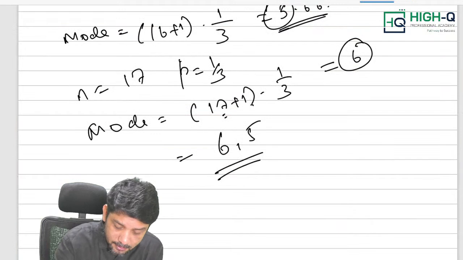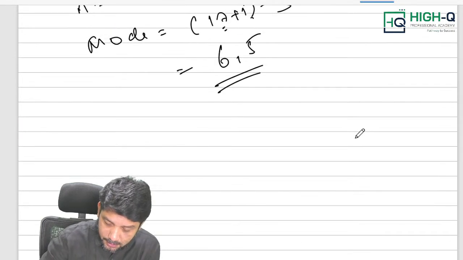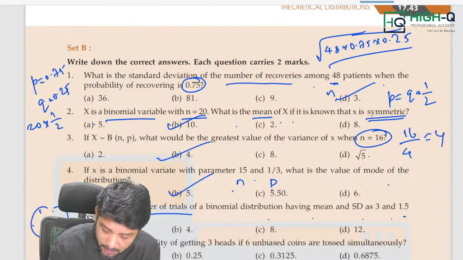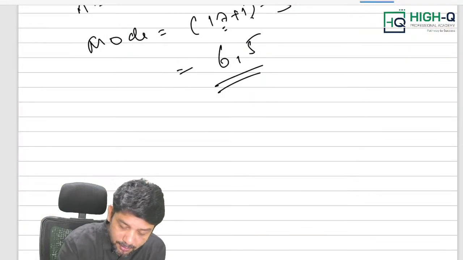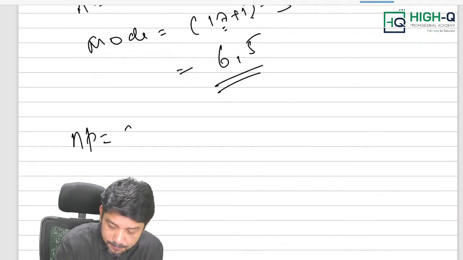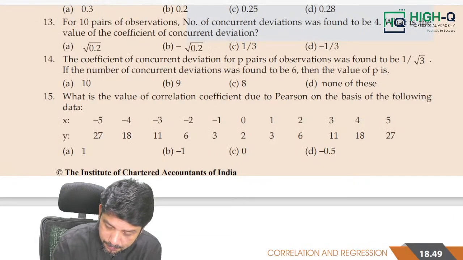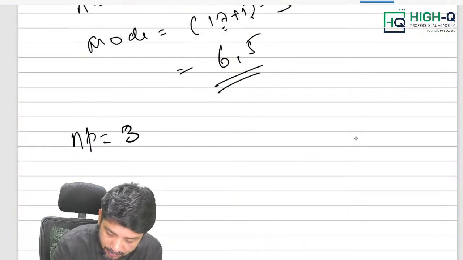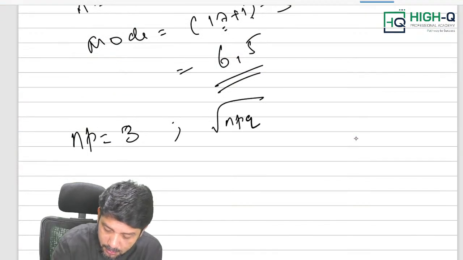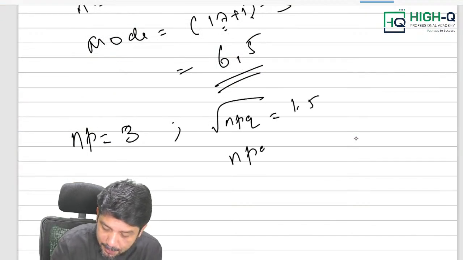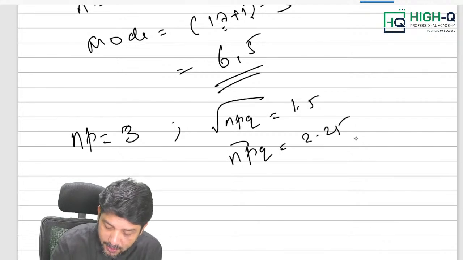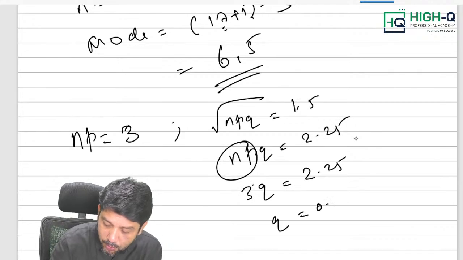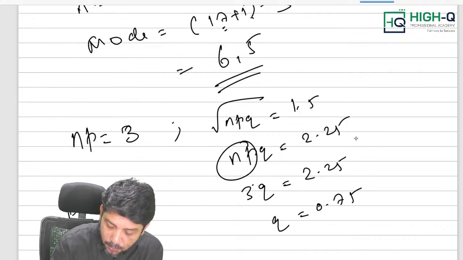Now, look at this, my dear. What is the number of trials of a binomial distribution having mean and standard deviation 3 and 1.5? It is given that mean is equal to 3 and standard deviation is 1.5, so root of npq is equal to 1.5. What is npq? It is 2.25. Now, we know np is 3, so 3q is equal to 2.25. What is q? q is equal to 0.75. Therefore, p is equal to 0.25.